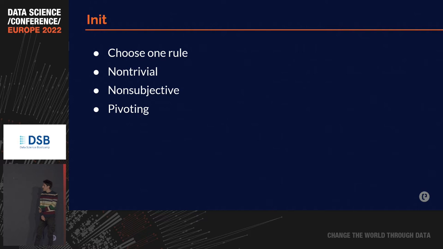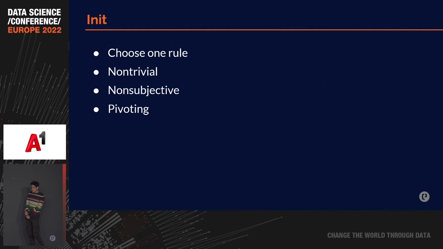So we had to choose a non-trivial and non-subjective rule. And by non-subjective, I mean that we didn't want to get into personal fouls and stuff that can get really awkward if you ask some referees and players and everyone involved. So yeah, we have chosen pivoting for that. I hope many of you already know what pivoting is, but of course I will give you some examples. I won't get into each possible scenario for pivoting because it can get complicated.